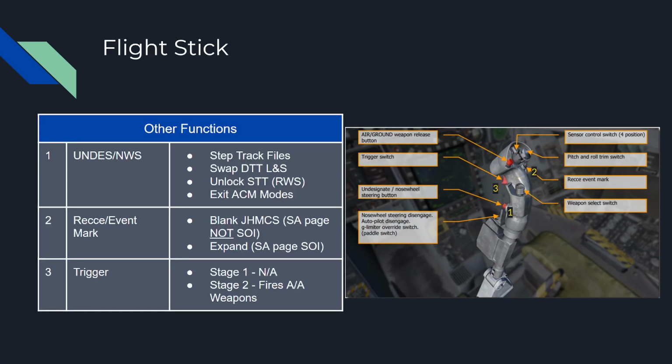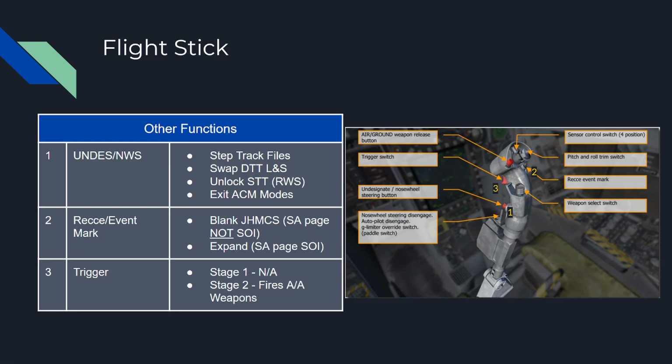The last 3 functions on the stick, the undesignate or nose wheel steering switch, also known as the pinky switch. It's going to step through your track files. It's going to swap your dual target tracking launch and steer, and we'll go over what that means in a second. It's also going to unlock your single target track launch and steer. And it's also going to exit your ACM modes. Note that it doesn't necessarily exit auto acquisition mode. And I'll go over what you have to do to fix that.